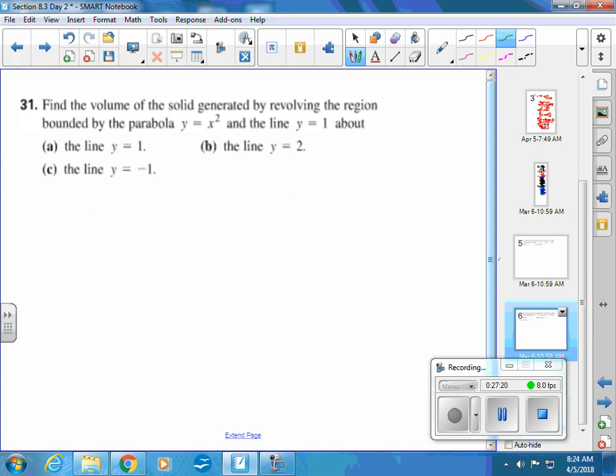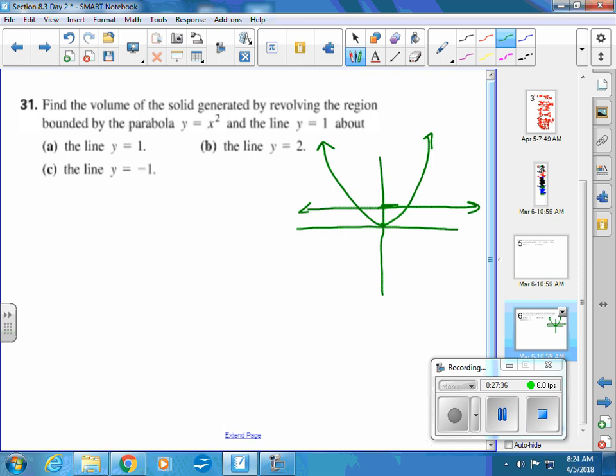Let's maybe look at this one right here. Find the volume of a solid generated by revolving the region bounded by the parabola y equals x squared. So that one's not too bad. We like y equals x squared. And the line y equals 1. So we have this shaded region right in here. Around the line y equals 1. That's this guy right here. We first should probably know where they intersect.